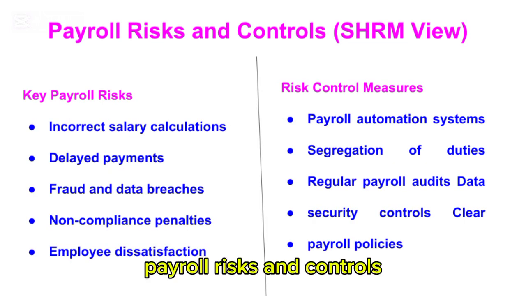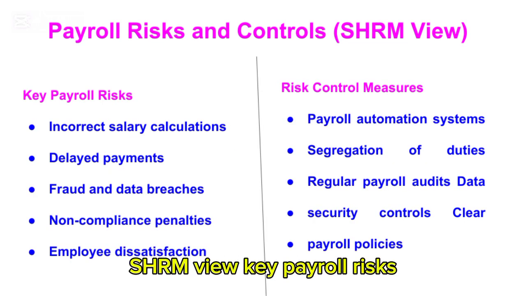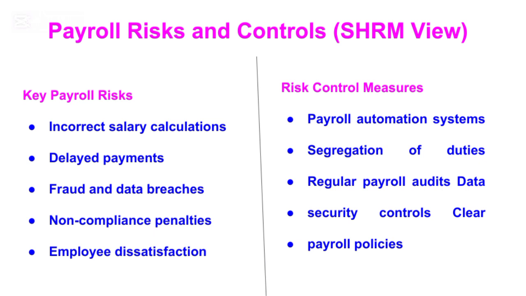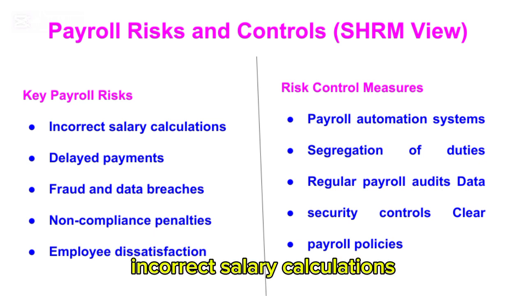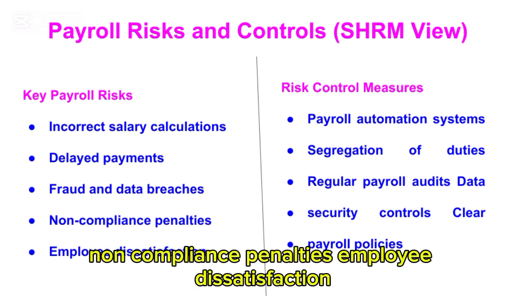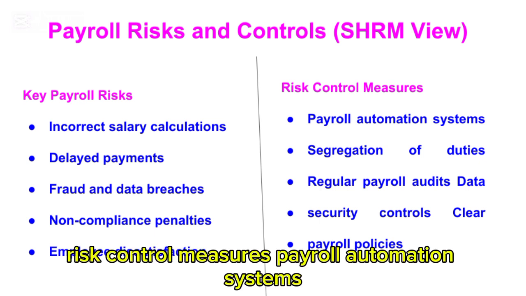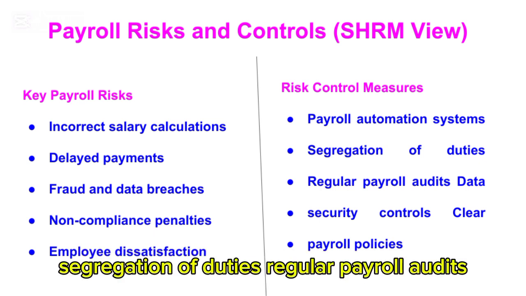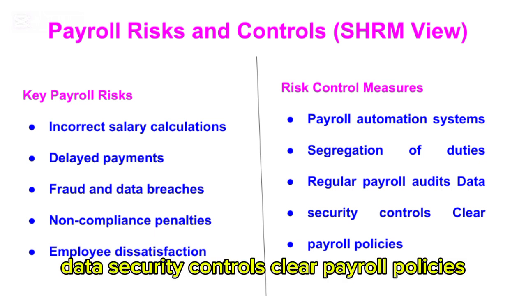Payroll risks and controls, SHRM view. Key payroll risks: incorrect salary calculations, delayed payments, fraud and data breaches, non-compliance penalties, employee dissatisfaction. Risk control measures: payroll automation systems, segregation of duties, regular payroll audits, data security controls.